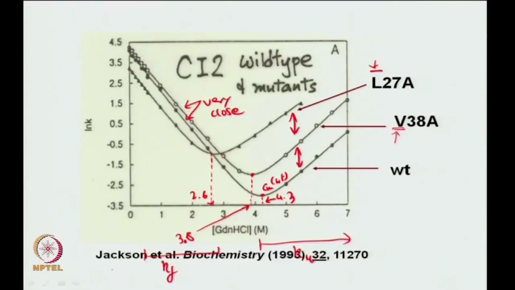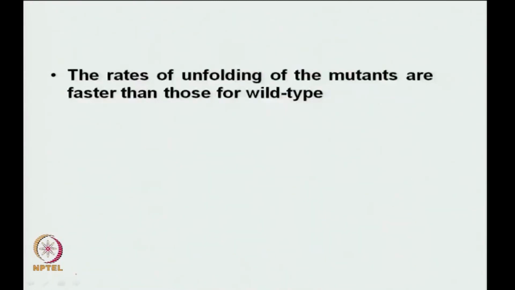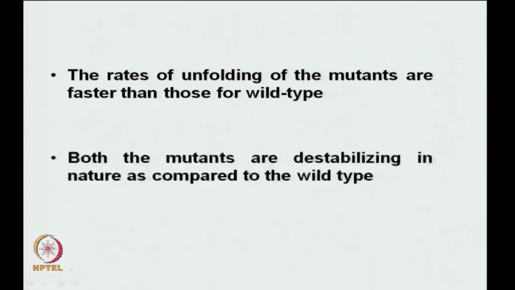So, this is what I have taken from Jackson, from a first group biochemistry paper. Then the conclusions based on this: the rates of unfolding of the mutants are faster than those for the wild type. Both these mutants are destabilizing in nature as compared to the wild type. How did we realize? We realized by looking at the shift in the Cm values.